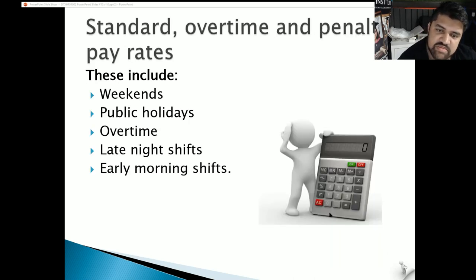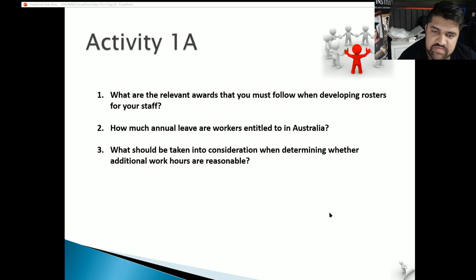Standard overtime and penalty pay rates. These include weekends, public holidays, overtime, late night shifts, early morning shifts.